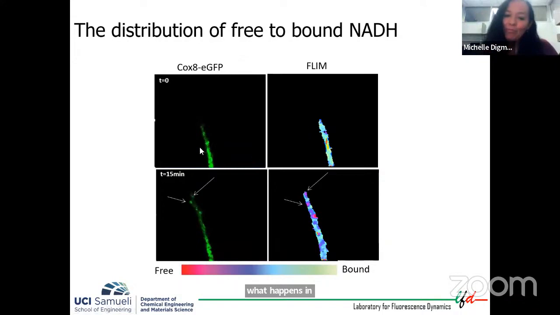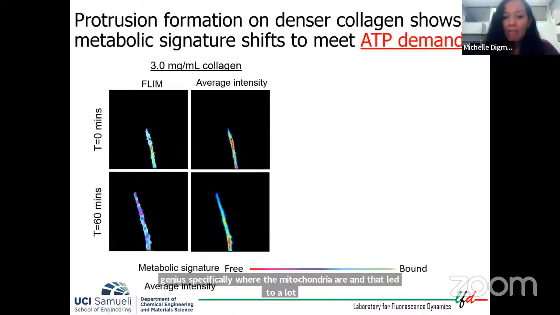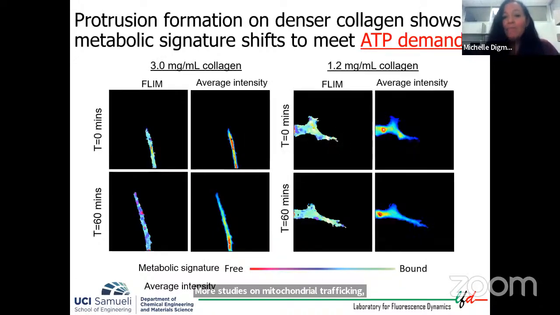So this is to show you the FLIM analysis, and this is some of the ongoing work because we're interested not just in 2D planes, but in 3-dimensional planes. We see that the metabolism seems to be a little bit more heterogeneous, specifically where the mitochondria are. And that led to a lot more studies on mitochondrial trafficking and dynamics. And so we believe that what's happening is that for the cell to push forward, to kind of drill holes through the matrix, it must be recruiting mitochondria to meet ATP demands.